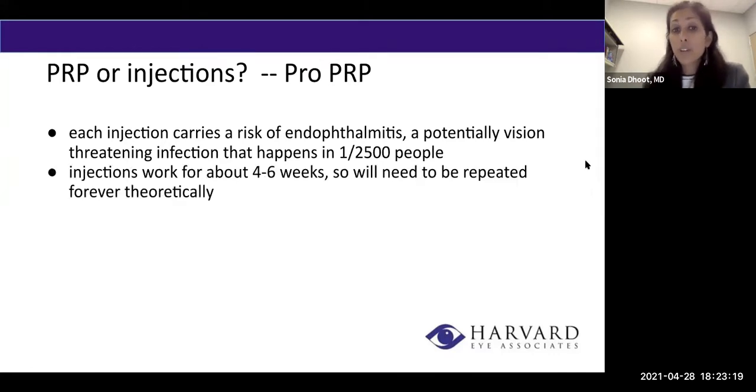And the injections work for about 4 to 6 weeks. So theoretically, we'd have to give somebody an injection every 4 to 6 weeks, pretty much for the rest of their life.